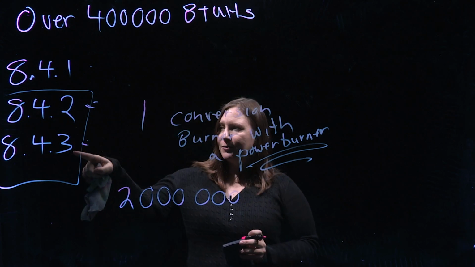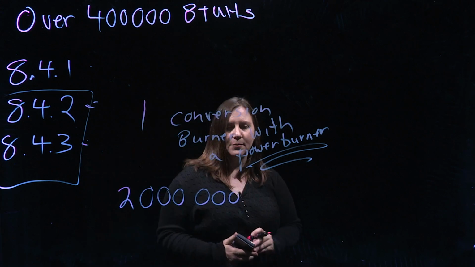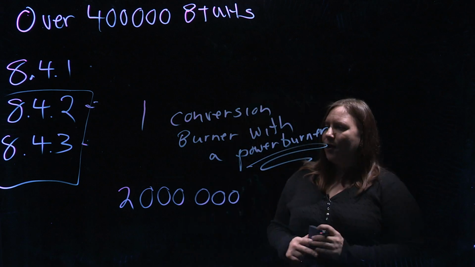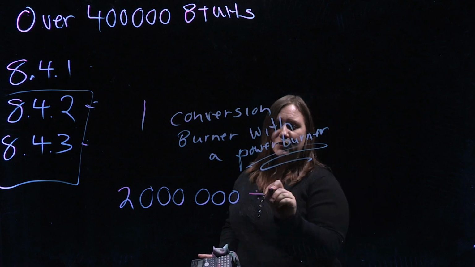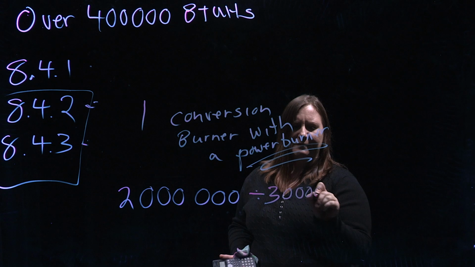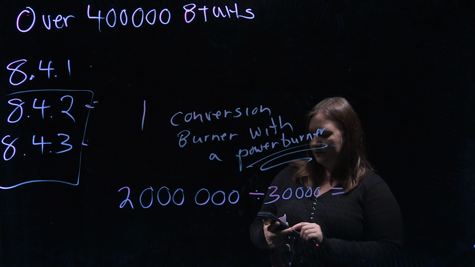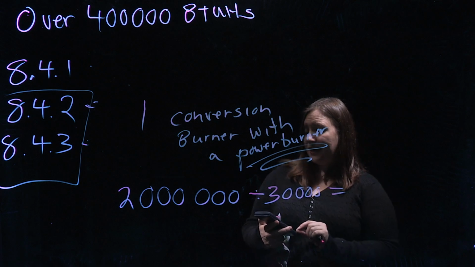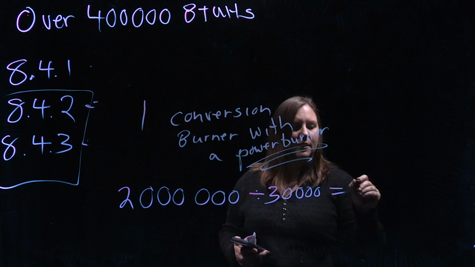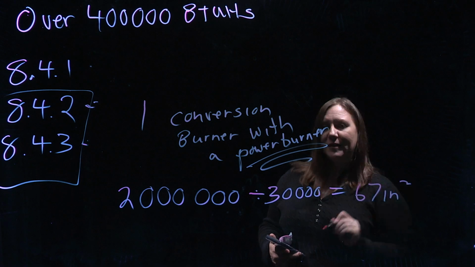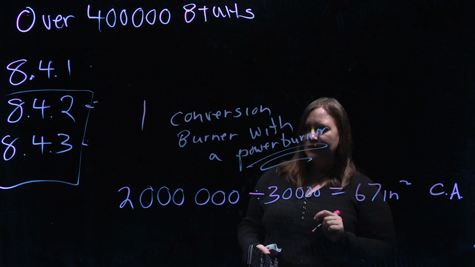So I'm not going to 8.4.2, I'm going to 8.4.3. Read it, and then you say, oh, I need 1 square inch per 30,000 BTUs. So I need less air than I did before, relatively speaking. So I'm going to use my trusty calculator. And it tells me I need 66.67 square inches. So again, I'm going up. So 67 square inches of opening for combustion air. Okay? Combustion air, 67 square inches.